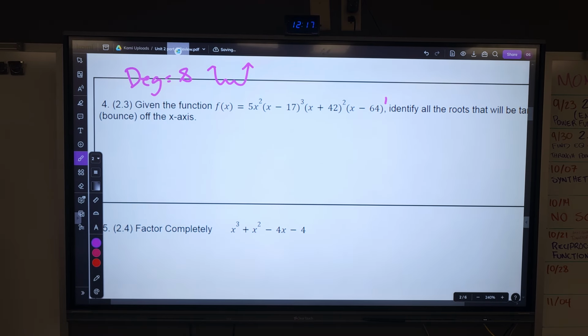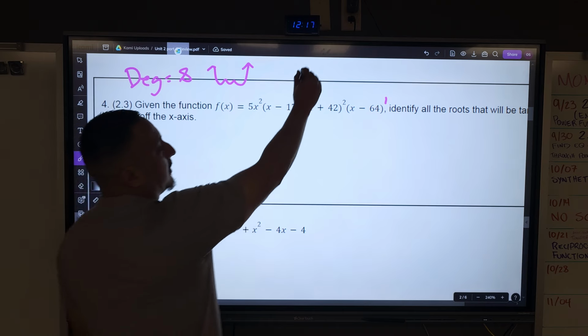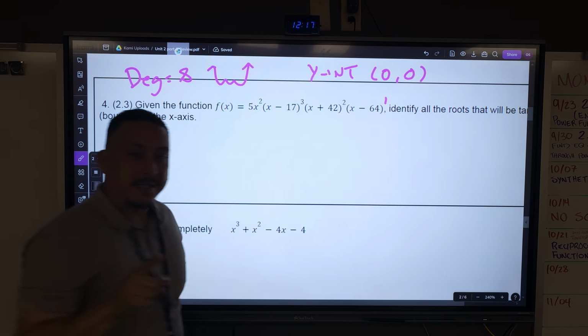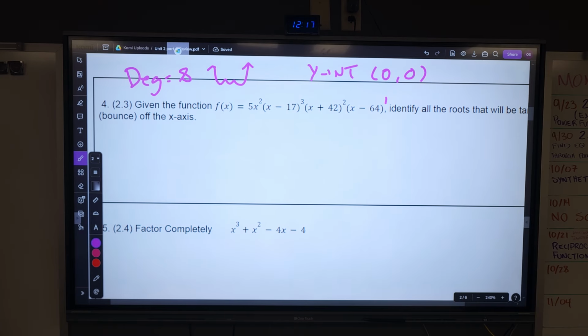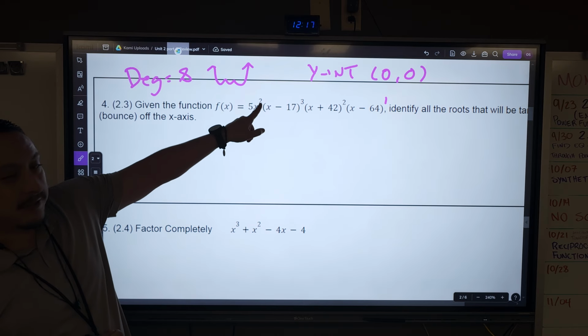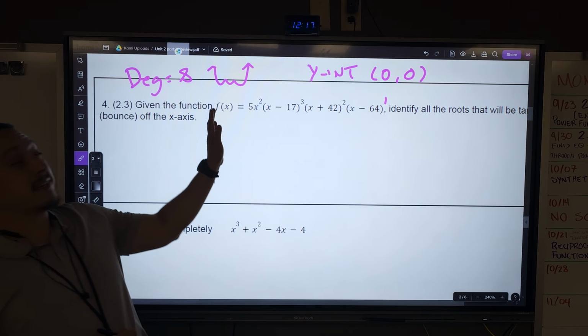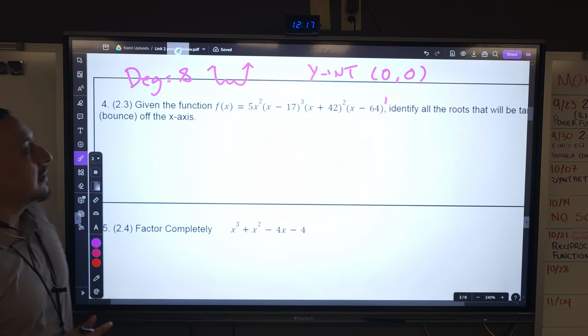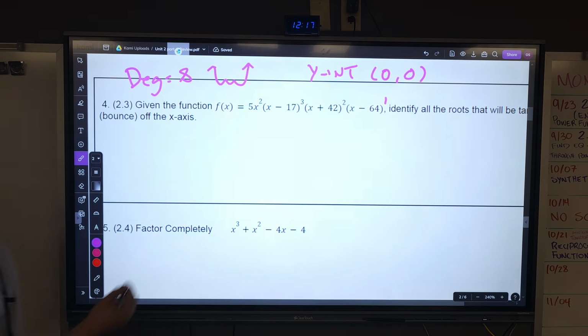Before I even start, all that information's there. What would the y-intercept on this one be? 0. Listen, I know that's confusing to some of us, but the reason it's 0 is because if you plug a 0 here, 0 squared is 0. 0 times 5 is 0. 0 times anything else is going to be 0. So I don't even have to calculate any of that. But what they're asking is for the roots.